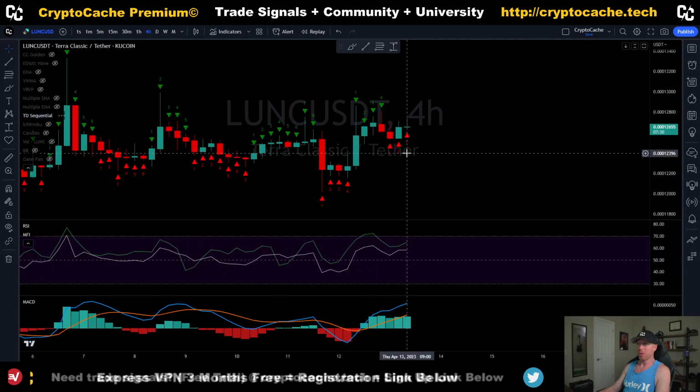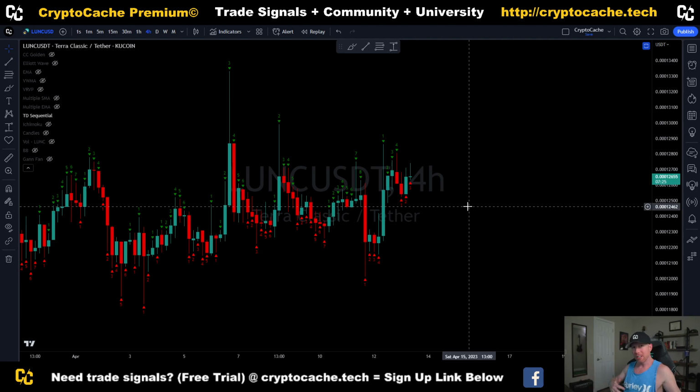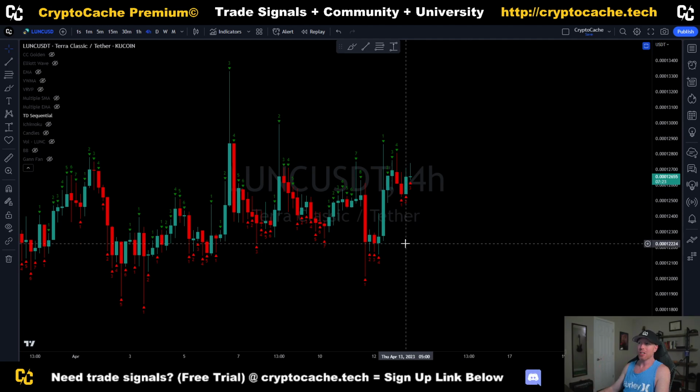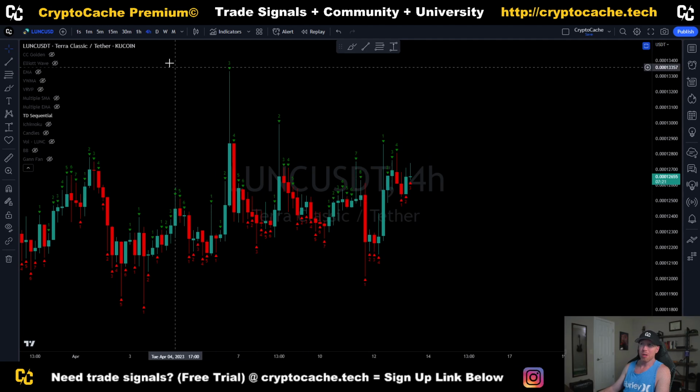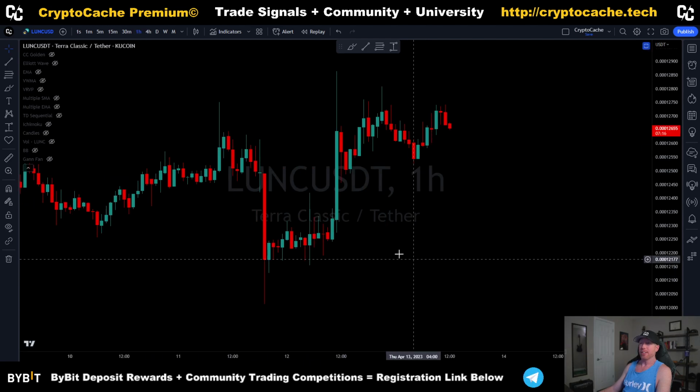Take a look at TD sequential. We can see there's not a lot of consistency here. A lot of standard coins have a consistency of hitting a 9 and turning around. We don't see that just yet. We hit an 8 here recently and it dipped, but for the most part, not a lot of patterns regarding that here and on the 4 hour.